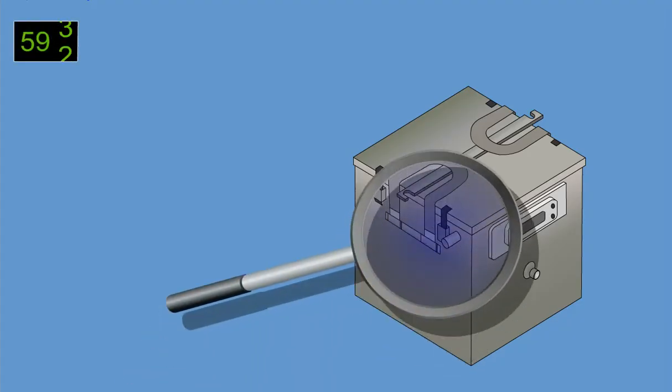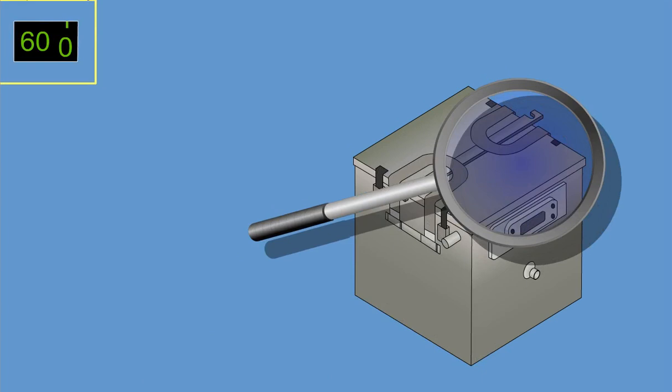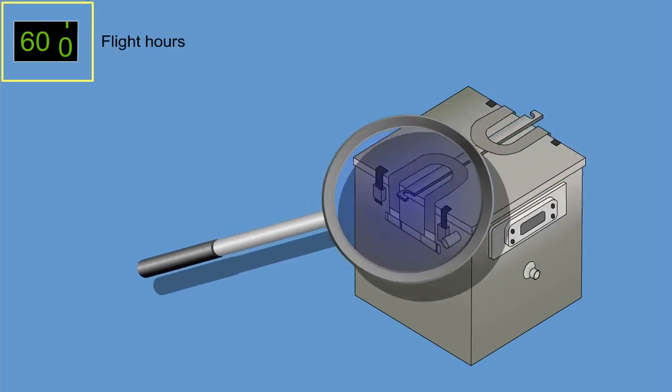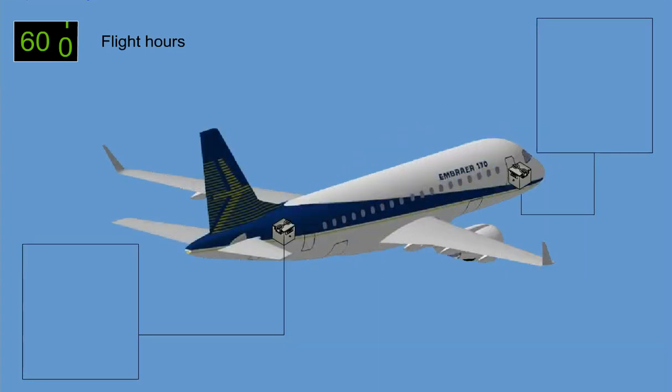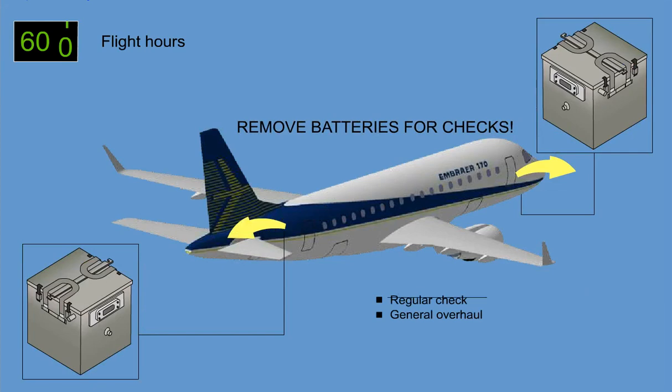Maintenance requirements for the battery include a regular check every 600 flight hours and a general overhaul every 12 months. The battery must be removed from the airplane for both the regular check and the general overhaul.